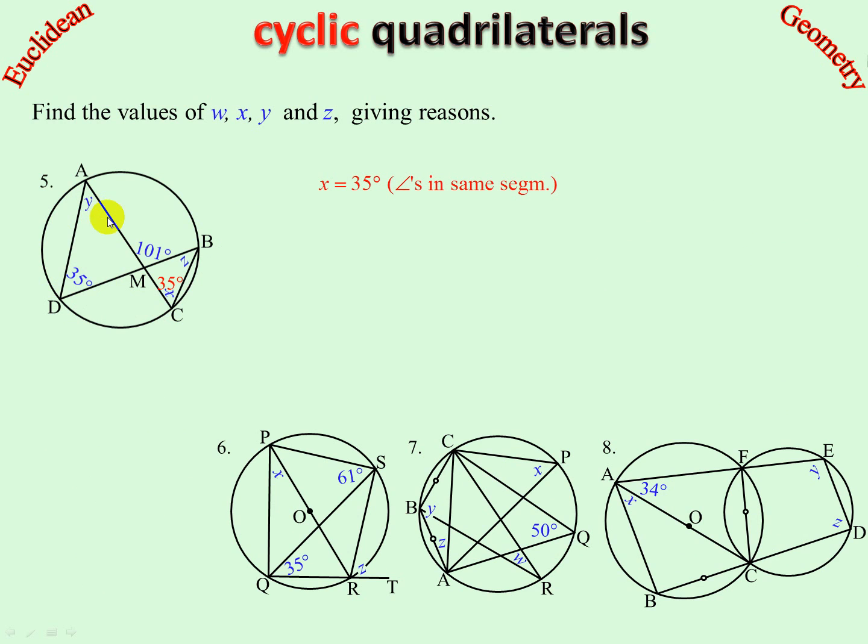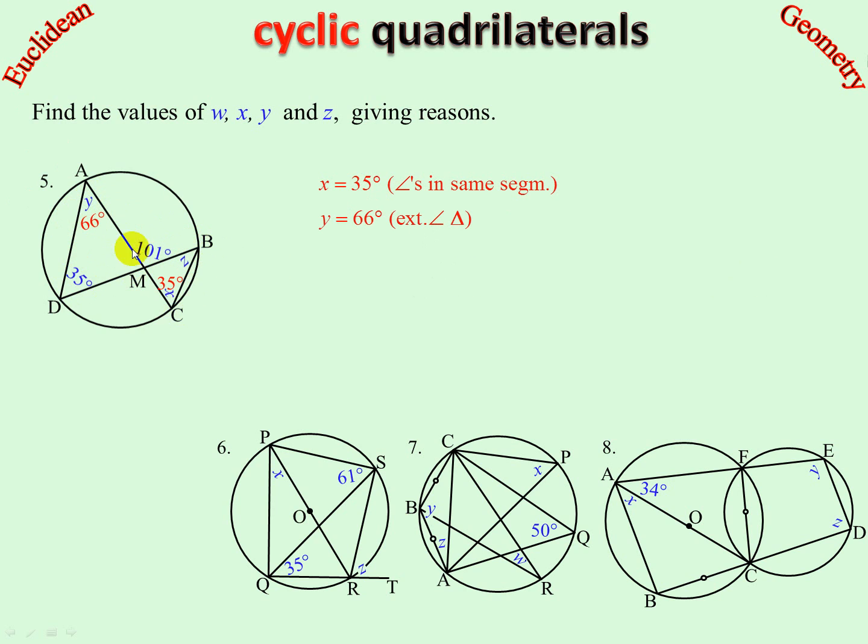So x equals 35 degrees, angles in the same segment. Y, well, y we can find there, this triangle here, we produced a side. There's the exterior angle, equals that plus that. So therefore, y we can find by exterior angle of a triangle. And of course, the tips are equal.